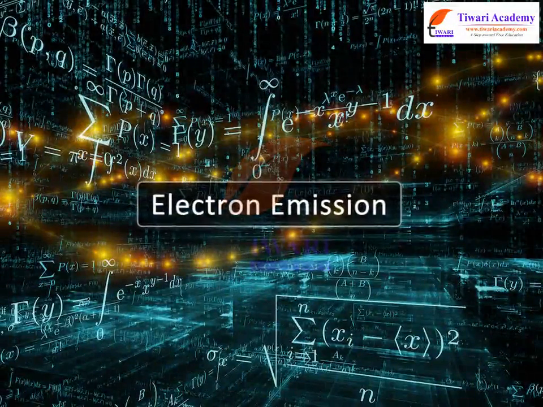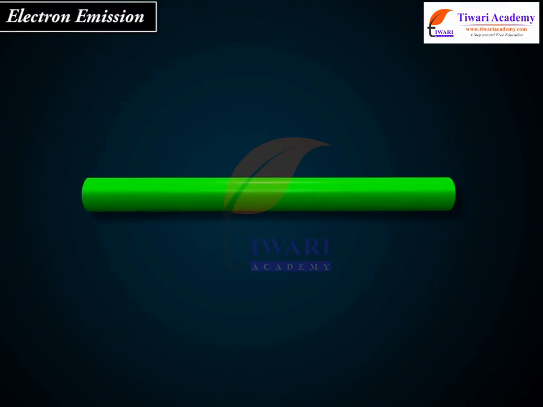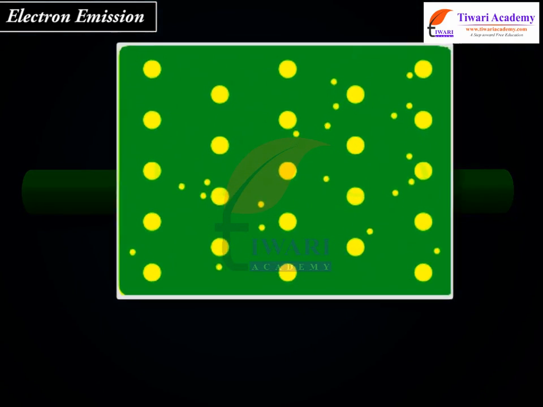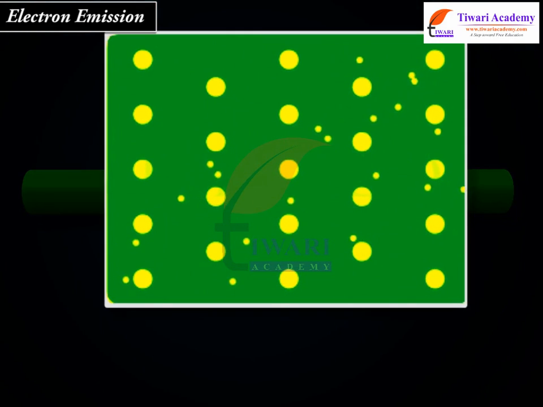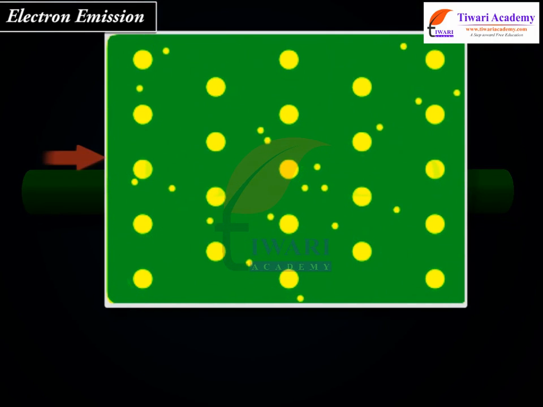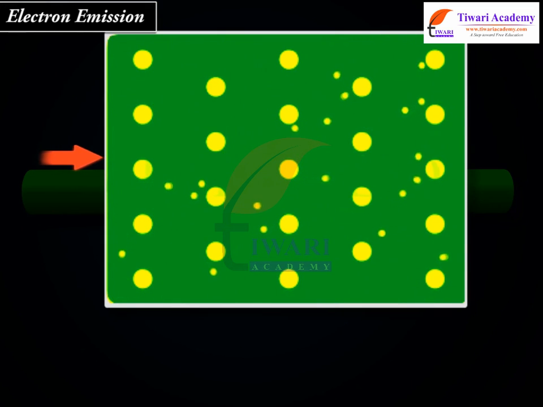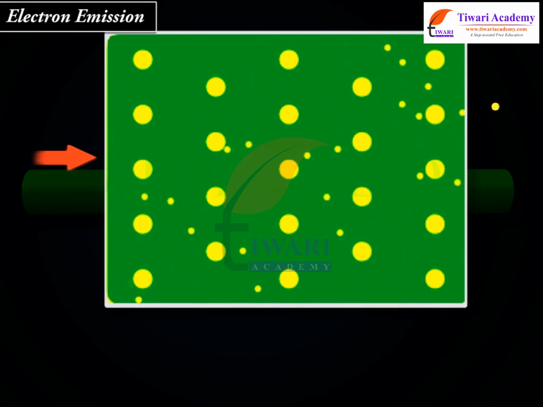Electron emission. All the metals have free electrons. These free electrons are held inside the metal surface by the attractive forces of the ions. If sufficient energy is given to the free electrons, their kinetic energy increases, and thus the electrons will cross over the surface barrier to leave the metal.